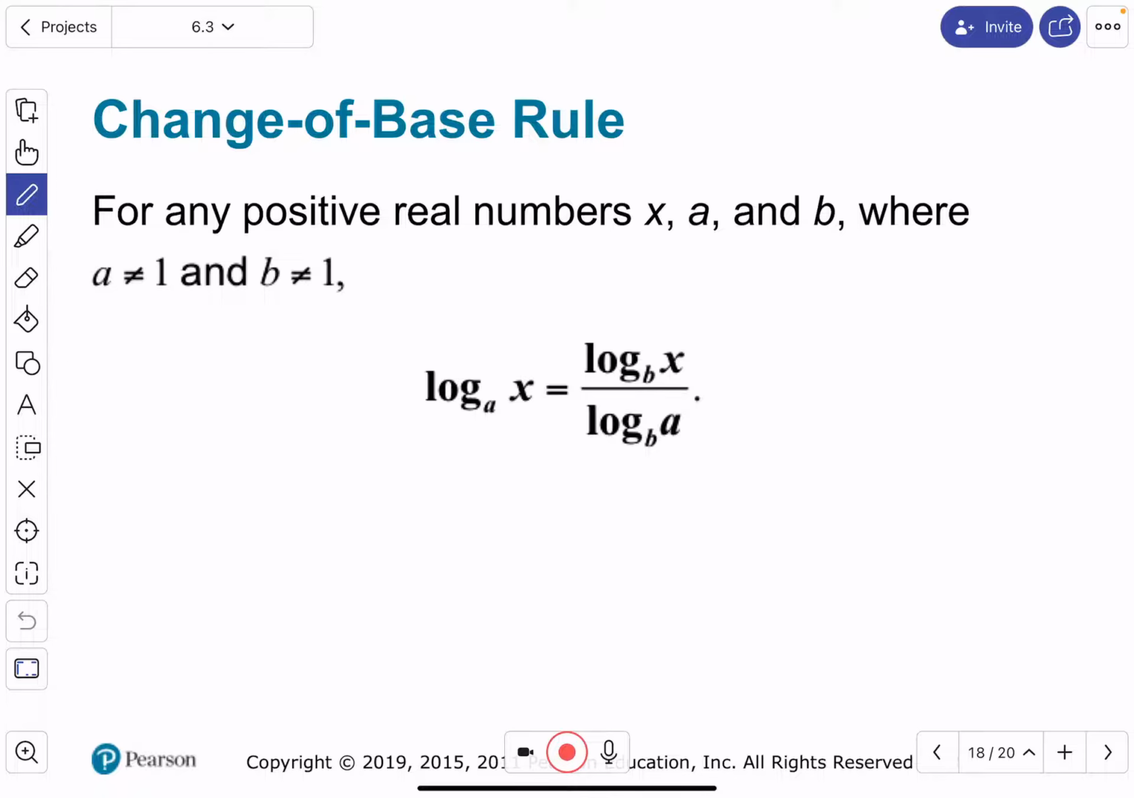Change of base. So your calculator only works in log 10, base 10. So sometimes you need to change it before you can put it in your calculator. So if you're trying to change the base, you can create whatever new base you want. The original base becomes the base or the bottom of the fraction, and the answer becomes the top.